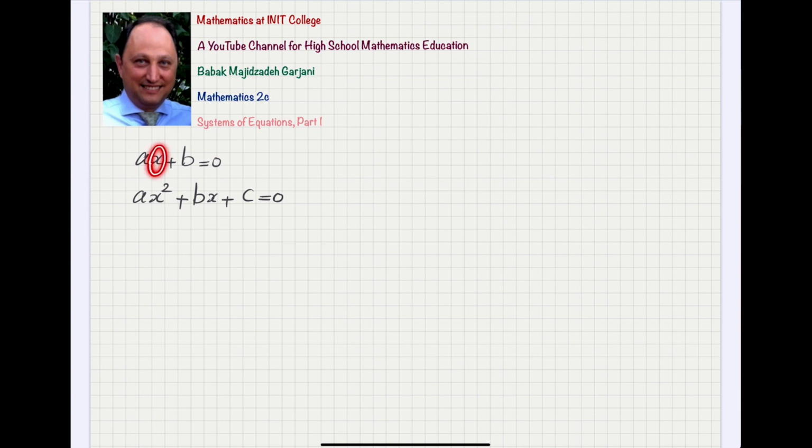Both of them have one single unknown in them. Here A and B are given to you, you are supposed to find x, so x is your only unknown. And here A, B, and C are given to you, and again the only unknown that you are supposed to find is x. So even though these problems are quite different, they have this thing in common, that both of them include exactly one unknown.